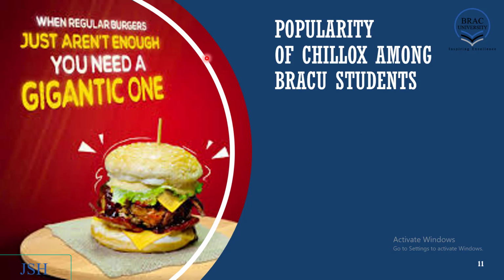Now, we can do a research on the popularity of Chillox burger among BRAC students. So that's a research topic that we can use. In that case, this can be one of your research titles. Now, an important point to note here is that when you are deciding on your research title, make sure that by reading your title, the reader of your report gets a clear idea about what you are going to do in this report. For example, by reading this title, I can easily see and assume that you are going to do a research on Chillox burgers' popularity among BRAC students. That's very easy to understand from this title.